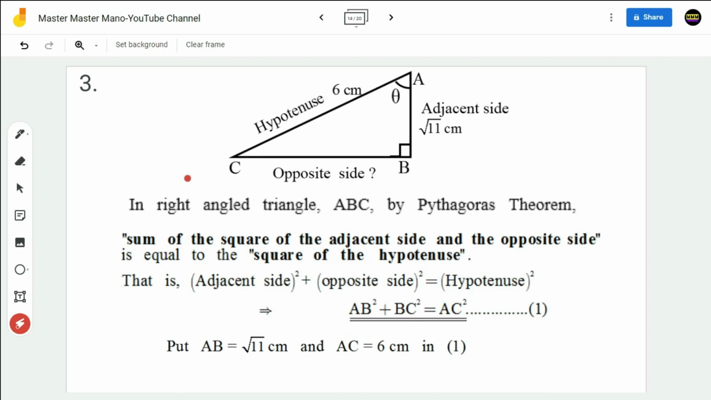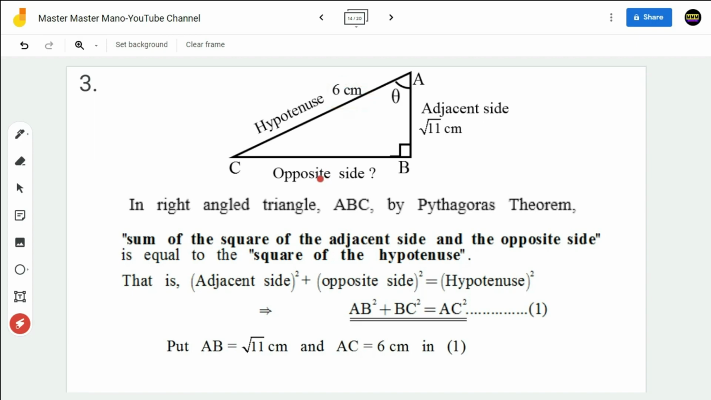Now we are going to see the third problem. In the given right angle triangle ABC, the side opposite to theta is the opposite side. That is, the side BC is the opposite side and its length is not given. The side opposite to 90 degree is the hypotenuse. That is, the length of the hypotenuse AC is given as 6 centimeter.